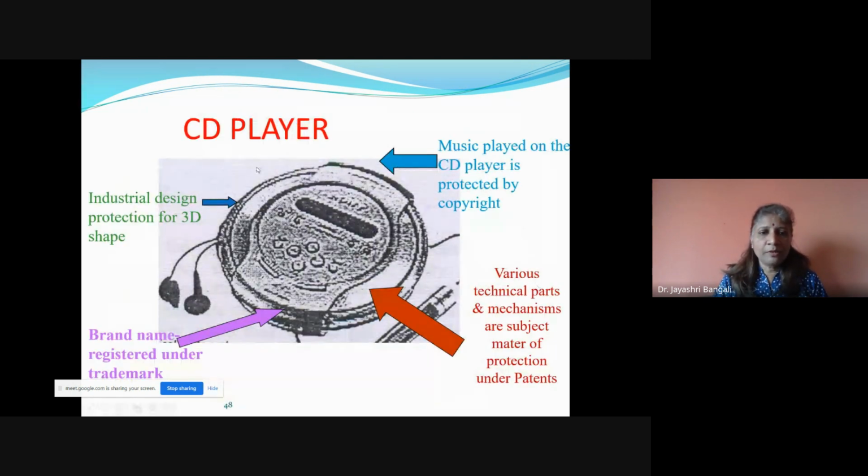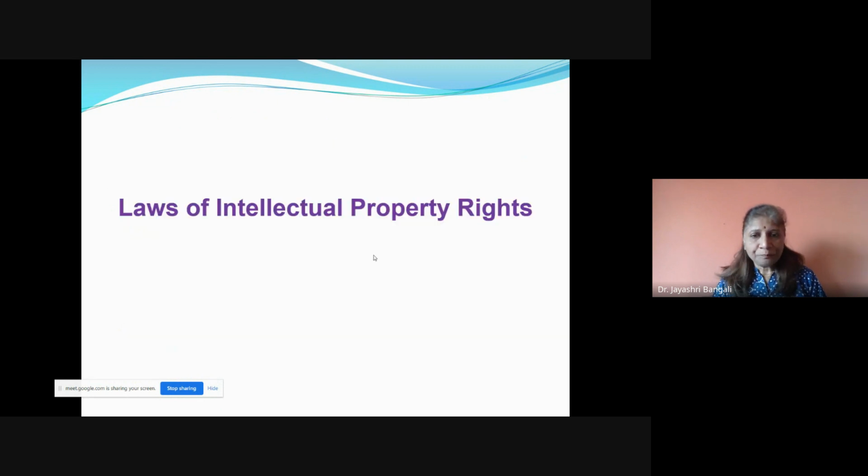Again, this is another example. It's a CD player, so industrial design protection for 3D. So many things in just this one CD player you can protect, and rather you have to protect. Otherwise, people will start copying it, and we usually say it's a made in China product. All the things are copied by other people, and they put that product in the market at a low rate, and people buy those products because the cost is less. So it should not happen. All the things should be protected.